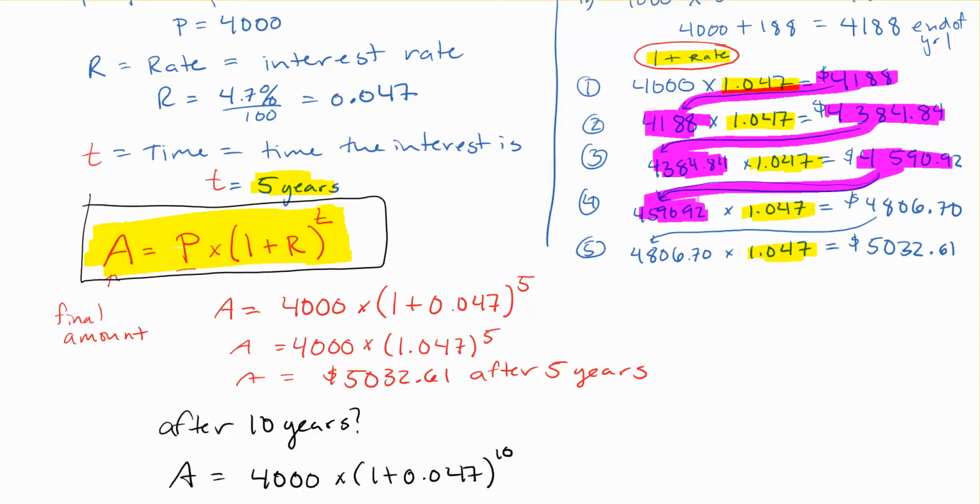So either way, you can do it step by step, doing it year by year by year, or you can use the formula. Doesn't matter. As long as you show your working clearly, you'll be alright.